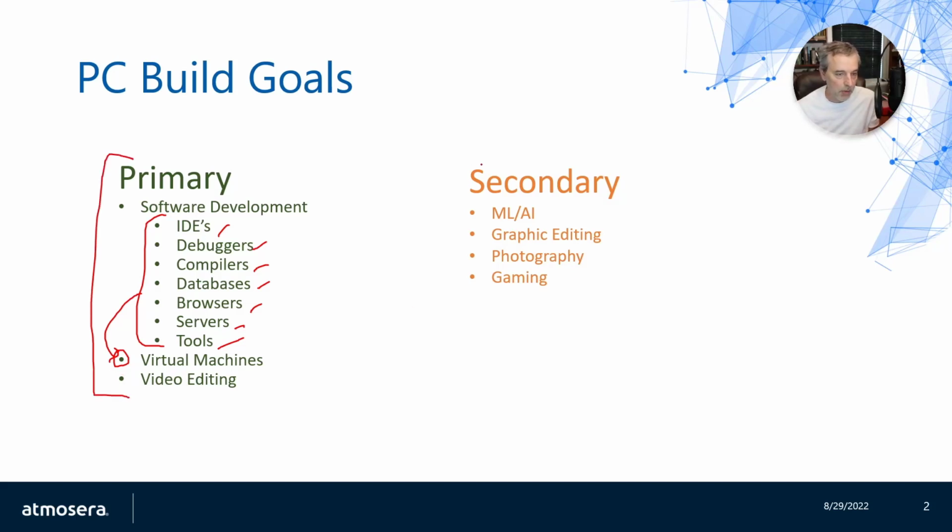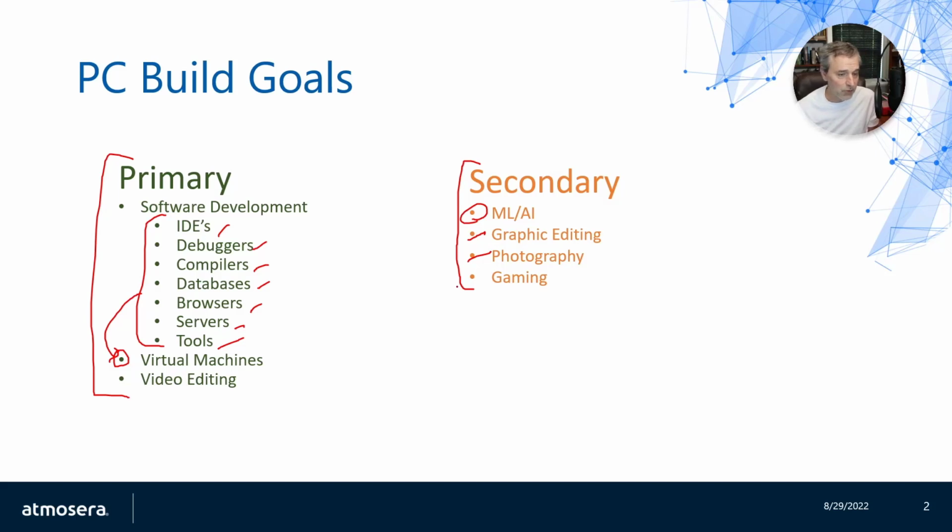My secondary requirements are these. Now I need to do some ML and AI occasionally. That's not what I do on a day-to-day basis, but that typically requires some kind of GPU. Graphics editing and photography become a part of video editing many times. So you end up building graphics that you need to put into your video presentations, or you might be doing photography work, which I do with a DSLR sometimes, that goes along with video editing at the same time.